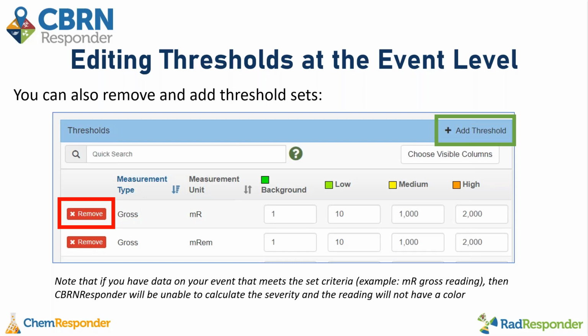When you're editing your thresholds, you can choose to remove one or add a threshold set as well. Now I'm clicking remove for the gross MR, and note that if you do have a reading on your event that is measured as the gross measurement type in the measurement unit of MR, CBRNResponder will be unable to calculate the severity of the reading since it is not defined and therefore will not have a color.